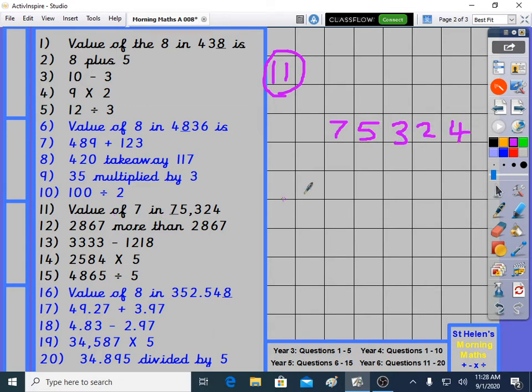Value of the 7 in 75,324. Here, I've picked the hardest column again. I think this is the hardest column. Units, tens, hundreds, thousands, and then you get 10,000s. So we have 7 10,000s. So the answer is 7 10,000s. Sorry about my writing not being perfect. Well, you're used to that, aren't you?